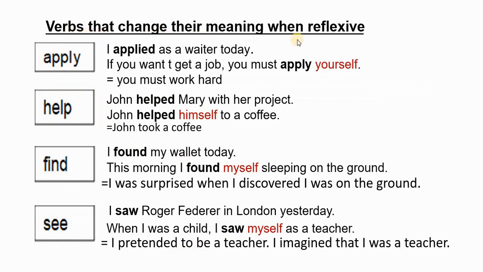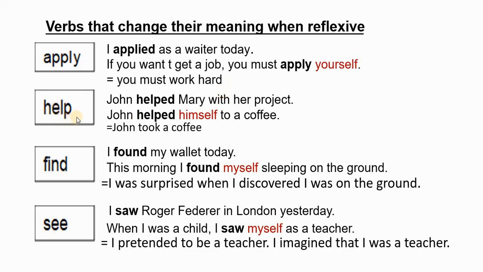There are some verbs that change their meaning when reflexive. Example here we have apply. So the normal use: I applied as a waiter today. And when it is reflexive: if you want to get a job, you must apply yourself. Apply yourself, this means you must work hard. This meaning is very different to when we use apply without a reflexive pronoun.